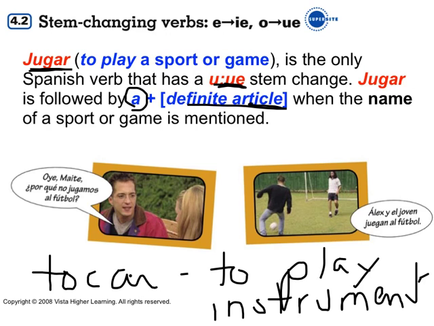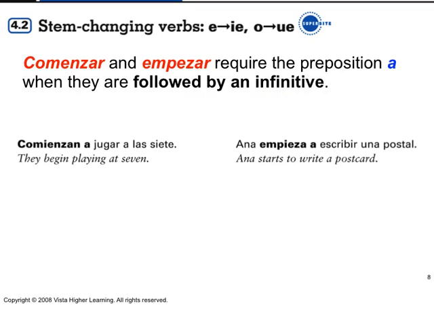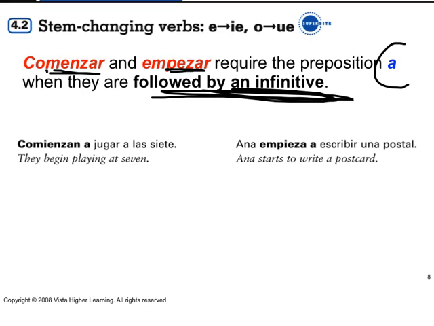I'm sure you know jugar. Here's an example right here. Oye, Maite, ¿por qué no jugamos al fútbol? Alex y el joven juegan al fútbol. Here's another very important item to remember. Comenzar and empezar, which mean the same thing, to begin or to start, whenever they're followed by an infinitive, like we are going to start studying, it uses the preposition a. For example, comienza a jugar a las 7. Or Ana empieza a escribir una postal.